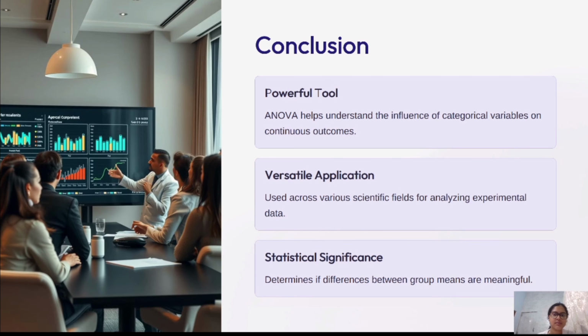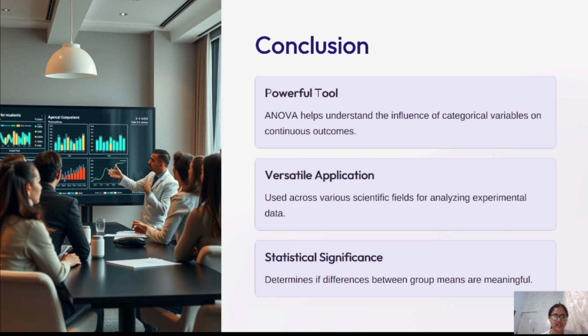Conclusion. Powerful tool. ANOVA is a statistical method that helps in understanding the impact of categorical variables, for example gender, stress levels, on continuous outcomes, for example salary, test scores. It is specifically useful when comparing multiple groups to determine if there are significant differences between them.